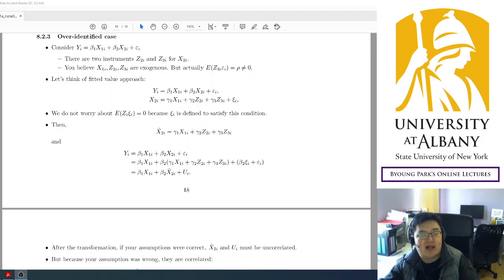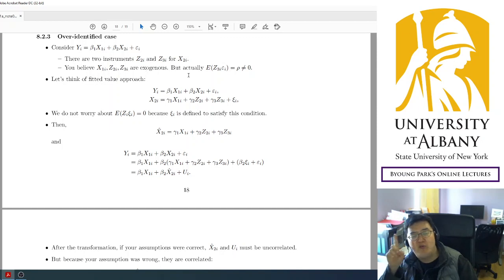Hello. The last part of this chapter is to derive the misspecification bias in an over-identified case. So the question is like this. Now we have, as before, two variables, and x1 is correctly exogenous, and we know that. So it's fine. But x2 is an endogenous variable, and we know that. Okay, that's nice. And we have two instruments.